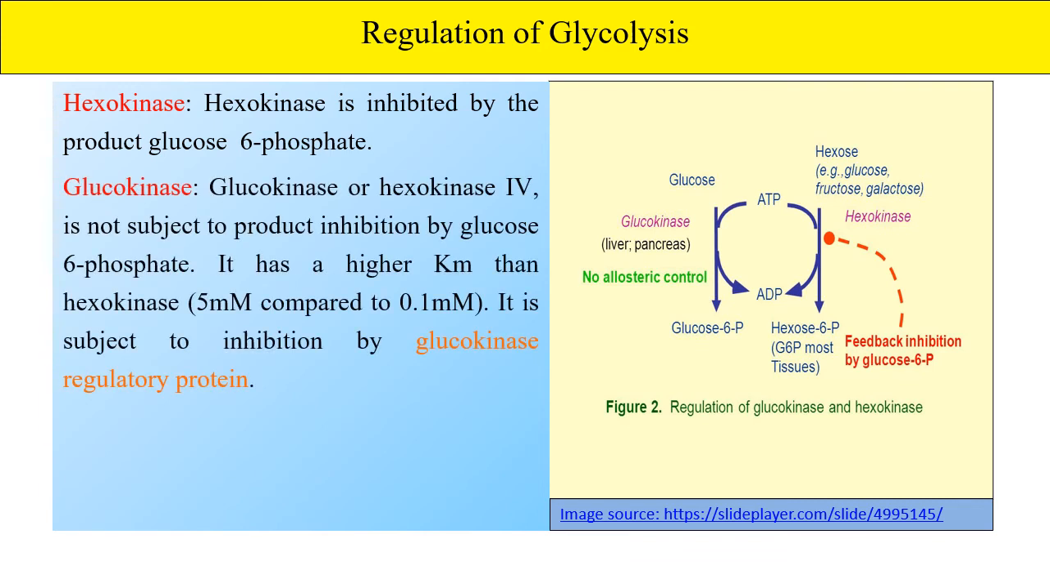Glucokinase. Glucokinase is also known as hexokinase 4, which is an isoform of hexokinase found in liver but is not inhibited by glucose-6-phosphate. It has a higher Km value than hexokinase and is subject to inhibition by glucokinase regulatory protein.